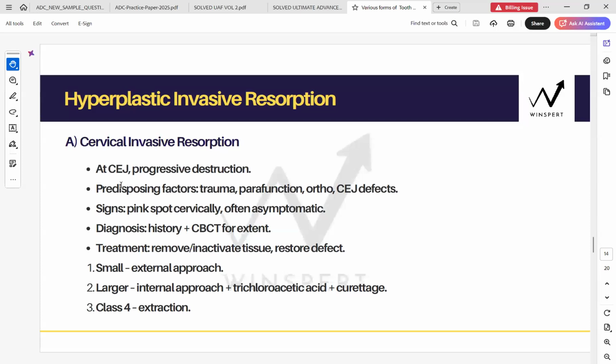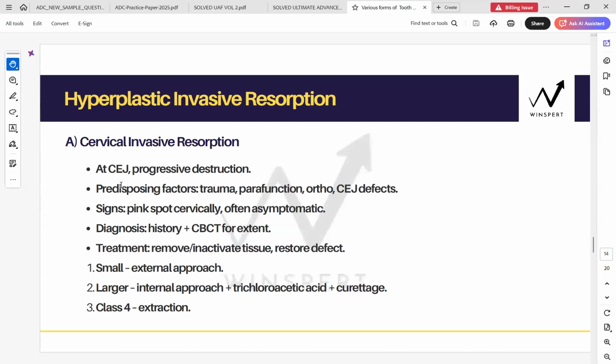It is usually asymptomatic, but if it has communicated with the canal internally and there is contamination from the external environment and the pulp has become inflamed, then pulpal symptoms can develop if it has infiltrated deeply within the canal. Clear for everyone? Initially asymptomatic, once it communicates with the pulp and the external saliva and bacterial agents get into the pulp, pulpal symptoms can develop.